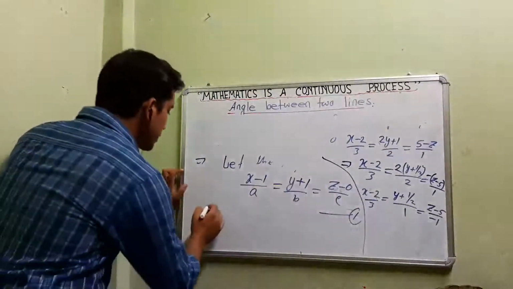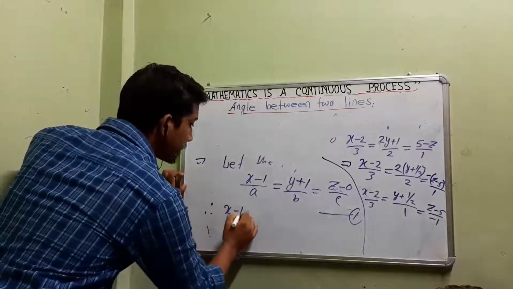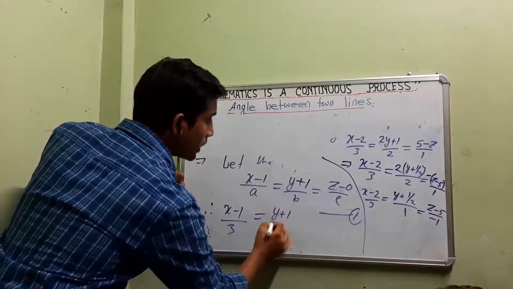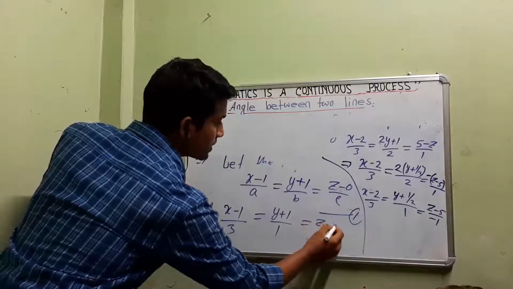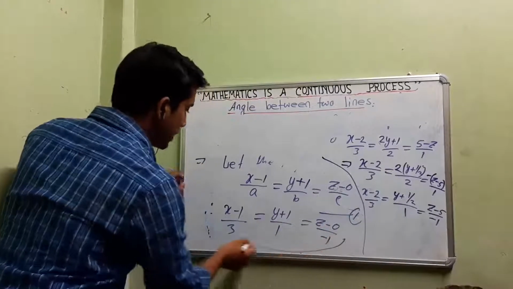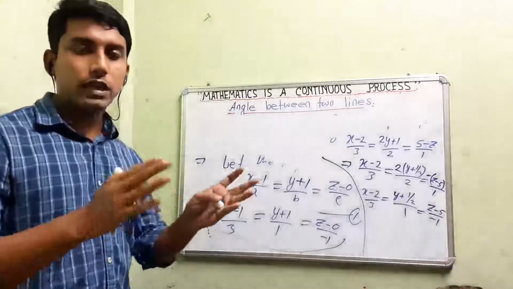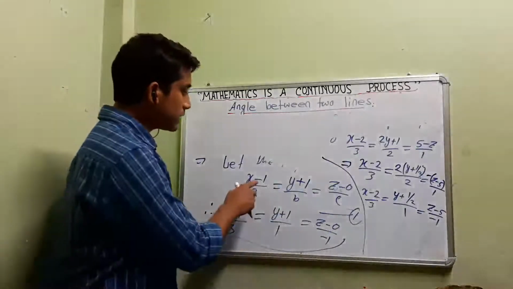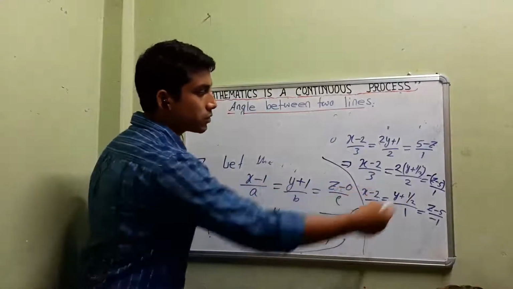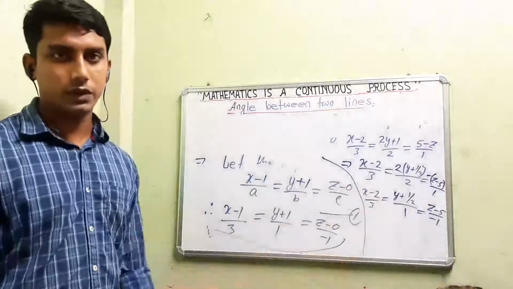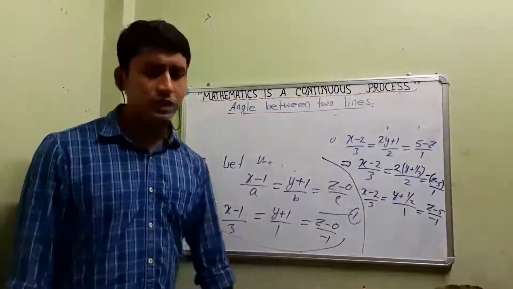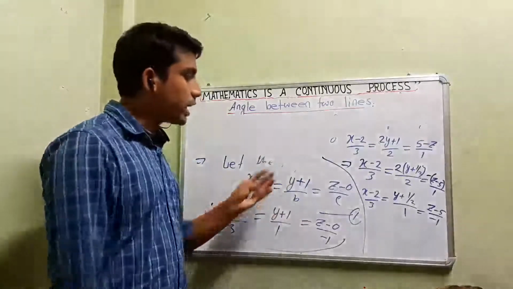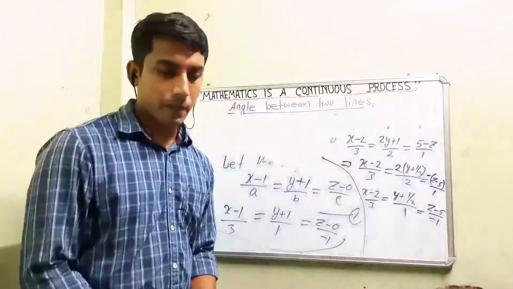So what is the required equation? Therefore our required equation will be (x - 1)/3, because they are parallel, that's why, (y + 1)/1, and (z - 0)/(-1). So this is the equation of the required line. If they are telling us two lines are parallel, that means we can take their direction ratios as the same. The only difference is that this one is passing through some point and that one is passing through some other point. So this is the concept. This is how you will find the equation of a line passing through some point and parallel to some other given line.